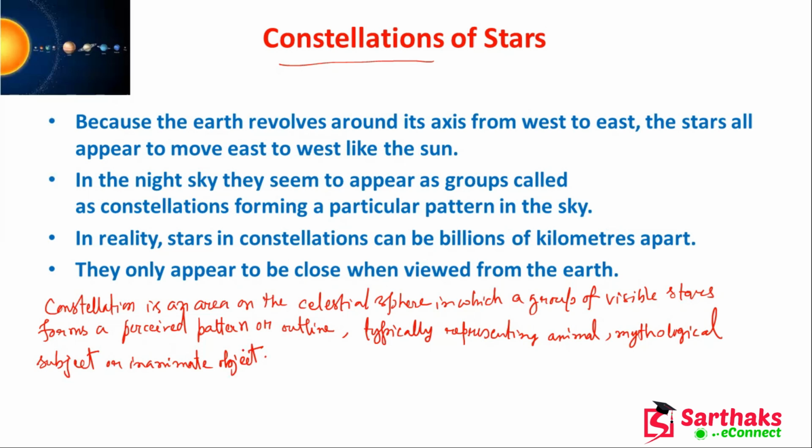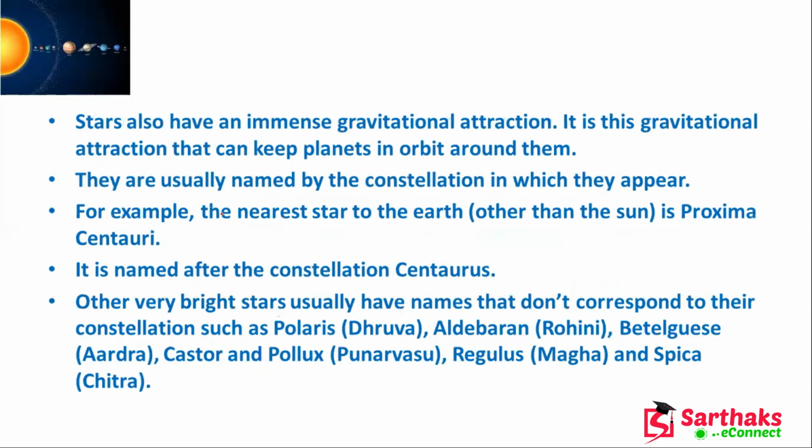Okay, so there are different constellations. In the night sky, they seem to appear as groups called constellations. And stars in a constellation can be billions of kilometers apart. They only appear to be close when viewed from the Earth. Okay. So the stars also have an immense gravitational attraction, and this gravitational attraction can keep planets orbiting around them. So here I want to write down seven major constellations.